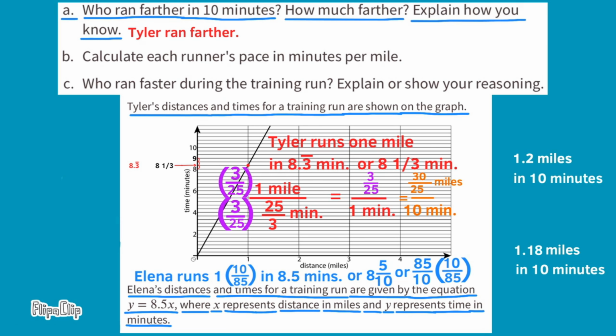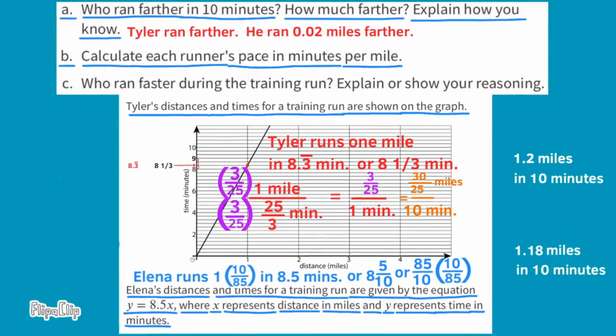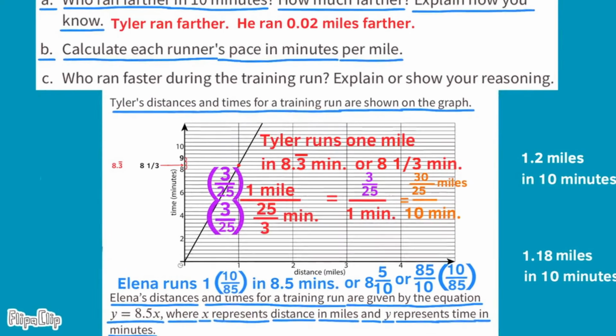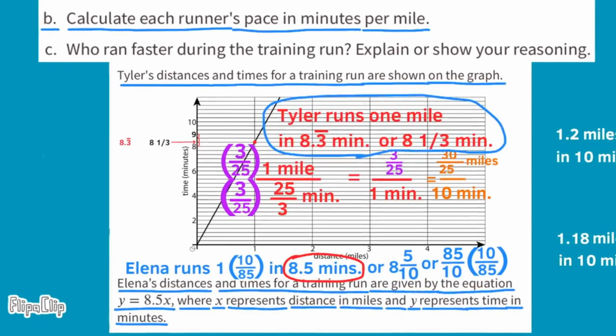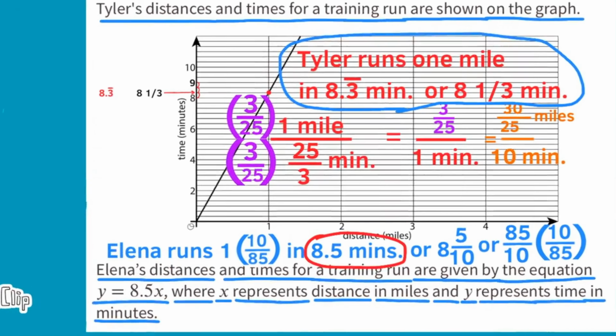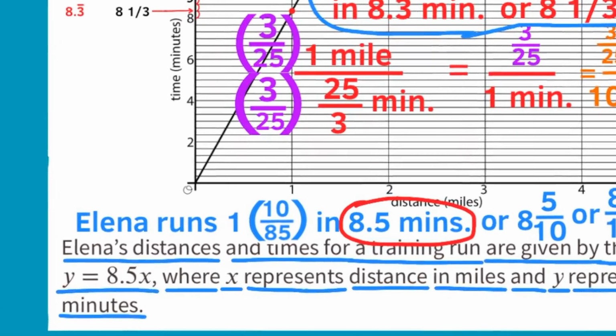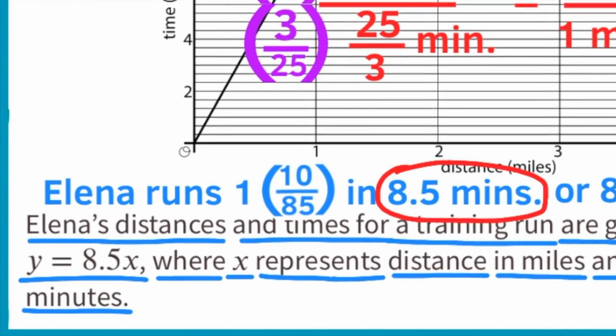B. Calculate each runner's pace in minutes per mile. We did so much work in A that we already have that answer. Tyler runs 1 mile in 8 1/3 minutes, or 8 minutes 20 seconds, and Elena runs 1 mile in 8 5/10 minutes, or 8.5 minutes, or 8 minutes 30 seconds.